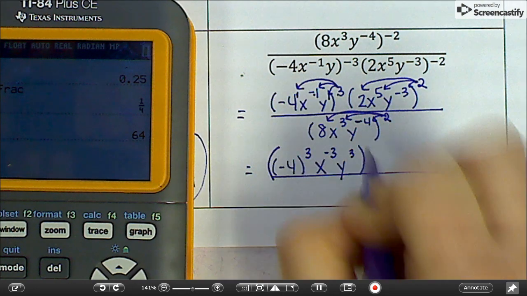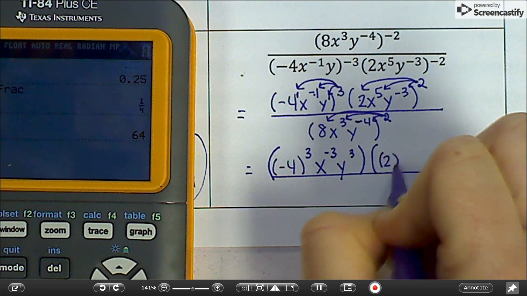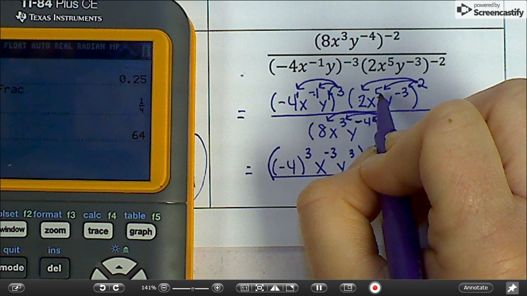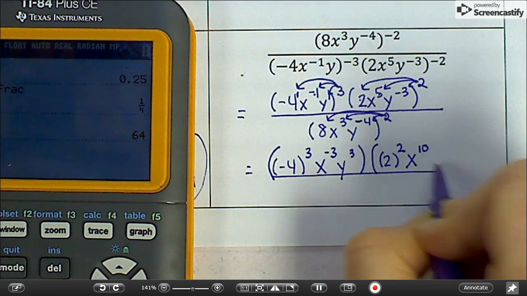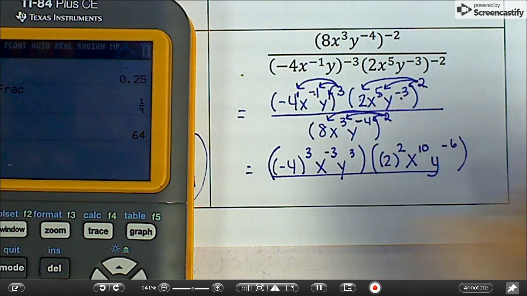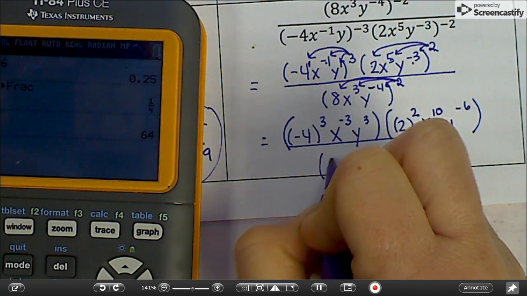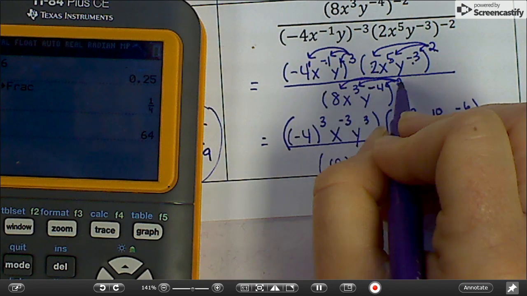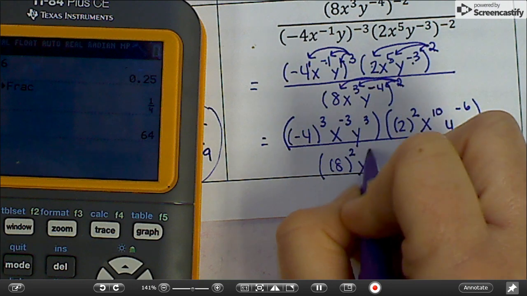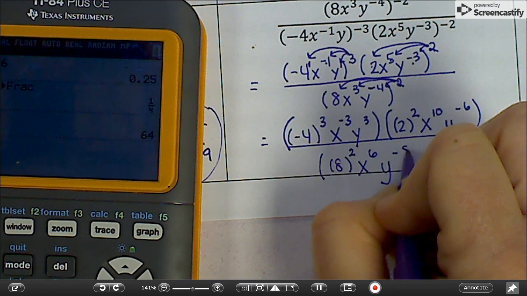Okay. Next, we have 2 squared, 5 or x, 5 times 2 is 10. Y, negative 3 times 2 is negative 6. And on the bottom, we have 8. 1 times 2 is 2. X, 2 times 2 is 6. Y, negative 4 times 2 is negative 8.